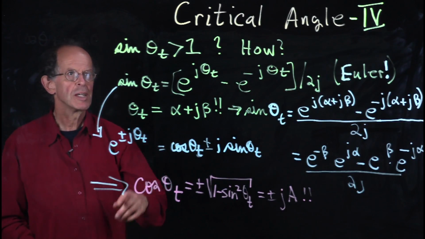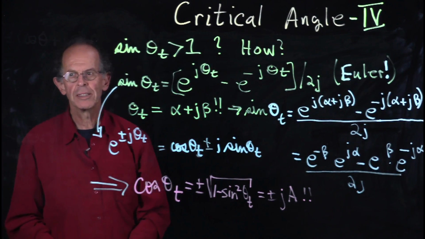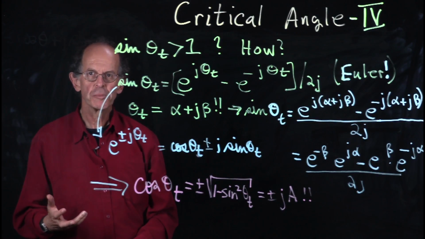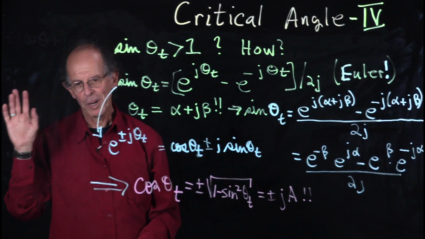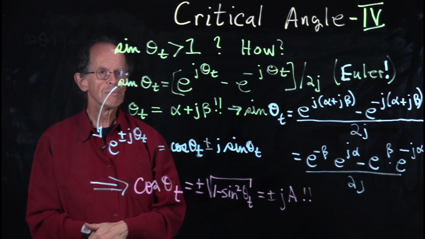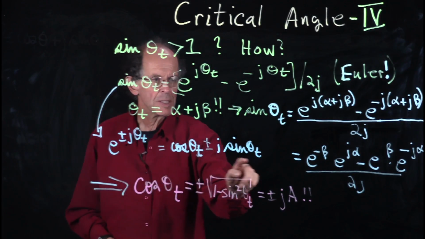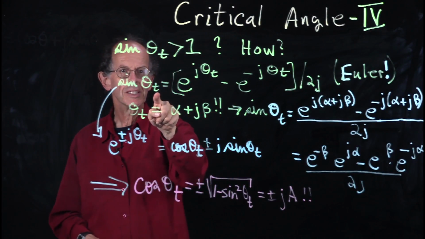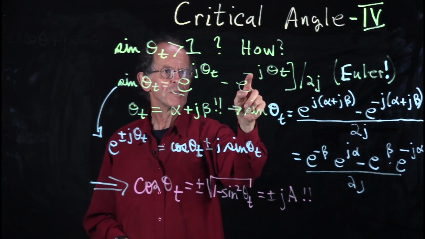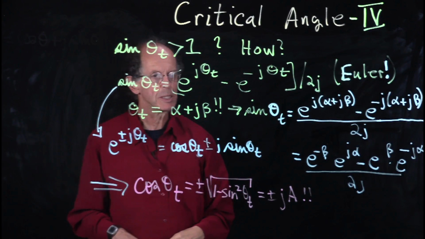In that case, we have this very strange result, which does not coincide with what we normally think about the sine function going from 0 to 1, then back to 0, then minus 1, and then back to 0. So how can this be? Well, we write sine theta t using the Euler relation: sine theta t is e to the j theta t minus e to the minus j theta t over 2j, and that's just direct algebra.